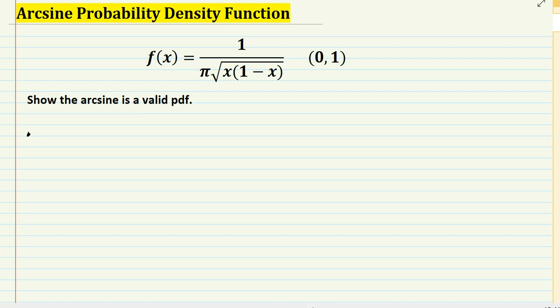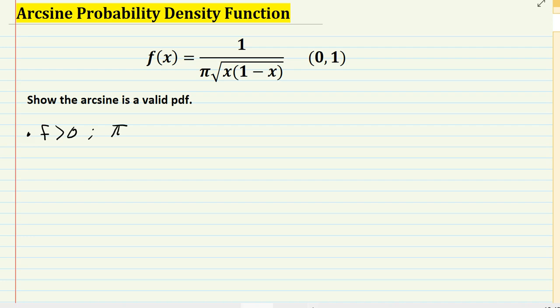Hello everyone. What we're trying to do in this video is show that the Arcsine probability density function is a valid distribution function. If you recall the two conditions for a continuous probability distribution to be valid, one is that the function has to be positive.